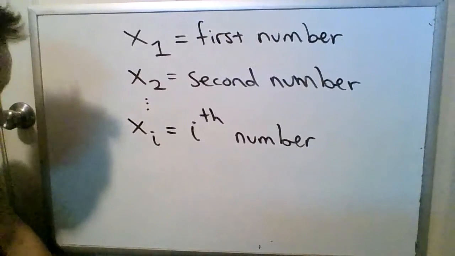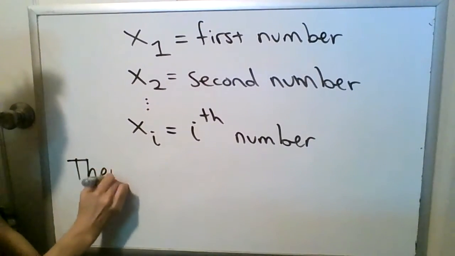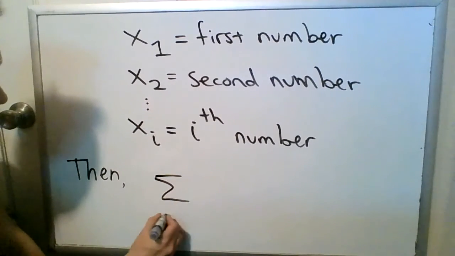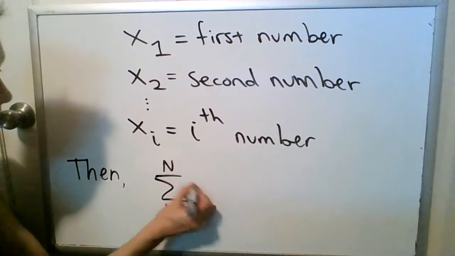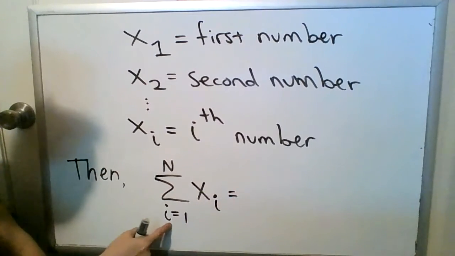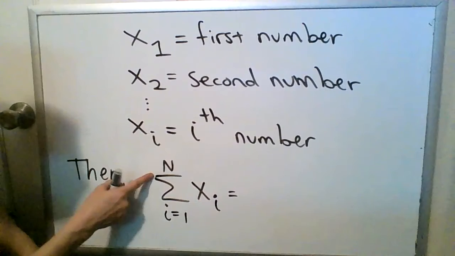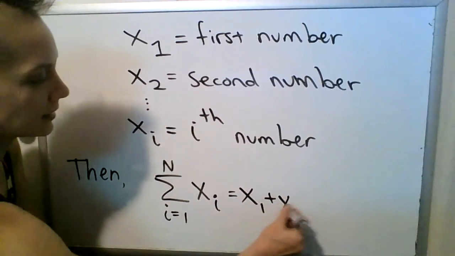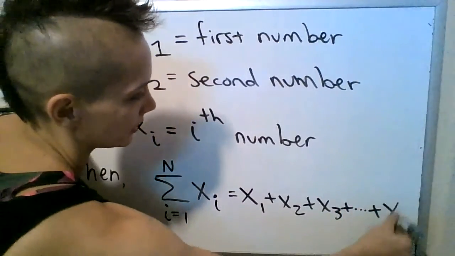Okay, so we're going to go to this notation where we have the sum from I equals 1 up to n of your x sub I. So you put in I equals 1 first, and then you put in I equals 2 and I equals 3 until you get to the last number, I equals n. It's x1, add x2, add x3, add up to x sub n.